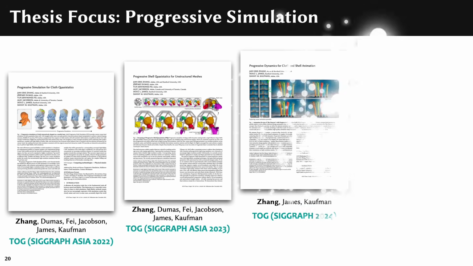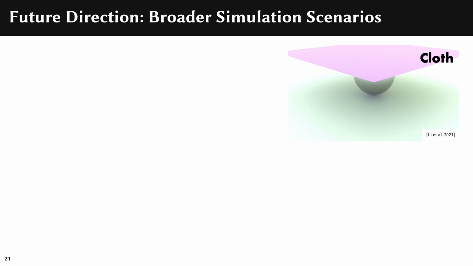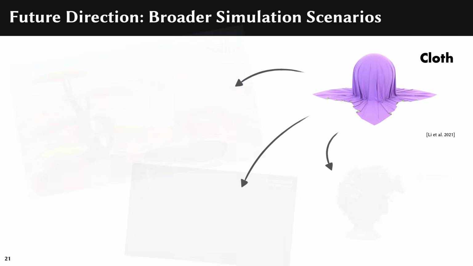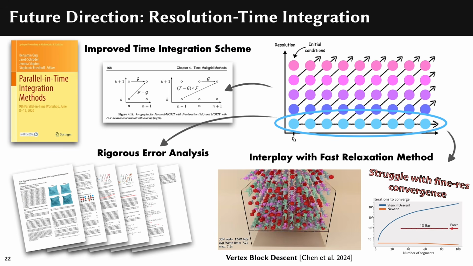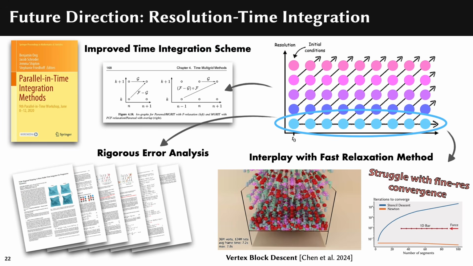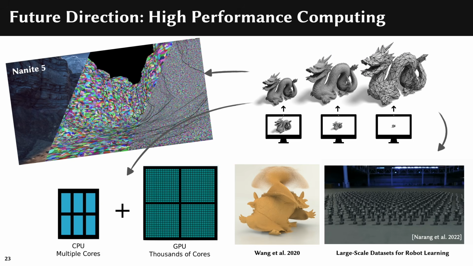Beyond these published works, to further extend progressive simulation in the future, we can certainly extend it to a wider variety of objects, including solids, fluids, and rods. At the same time, we can consider exploring multi-scale time resolution integration methods to unlock better numerical properties and parallelism, together with GPU implementations to speed up its computation and even synthetic data generation for robot learning, so that eventually we can achieve true scalability for both virtual and real experiences.